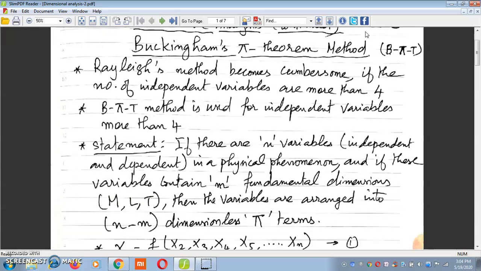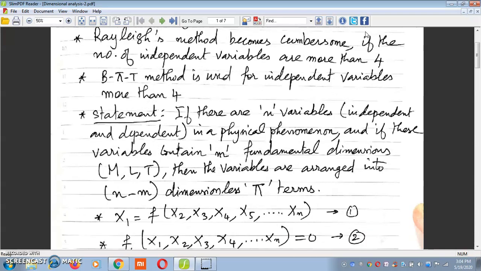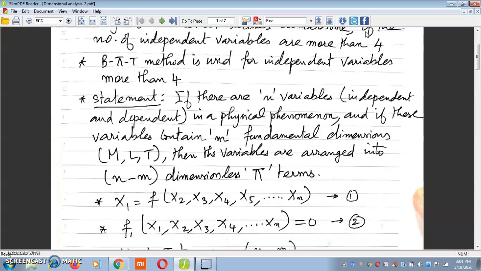The theorem states that if there are n variables, both independent and dependent put together, in a physical phenomenon, and if these variables contain m fundamental dimensions, normally 3 fundamental dimensions M, L and T, then the variables are arranged into n minus m dimensionless pi terms. So remember, pi terms are dimensionless quantities. That is, they don't have any units, they are just numerical numbers.